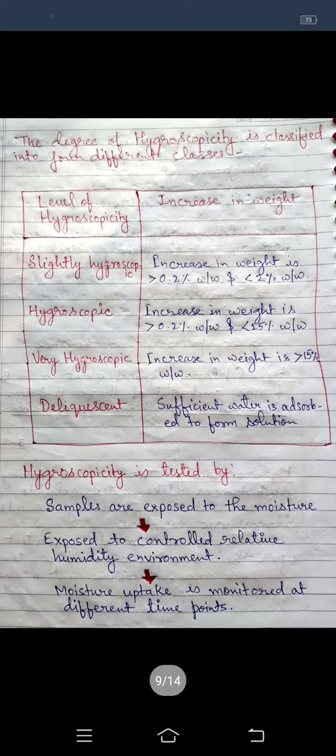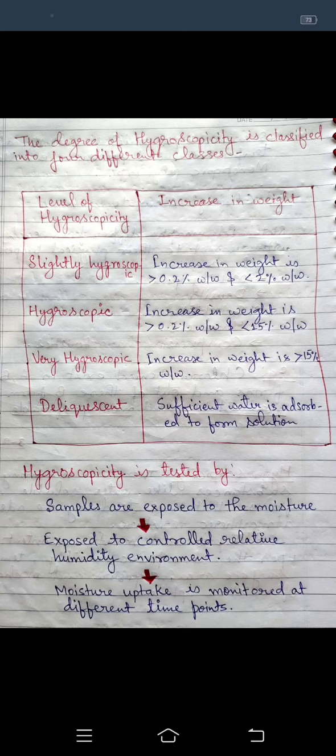Now coming to the degrees of hygroscopicity, which are classified into four different classes. The first level is slightly hygroscopic. In this class, the increase in weight is more than 0.2% but should be less than 2% weight by weight. In the second level, the increase in weight should be more than 0.2% weight by weight, but less than 15% weight by weight.